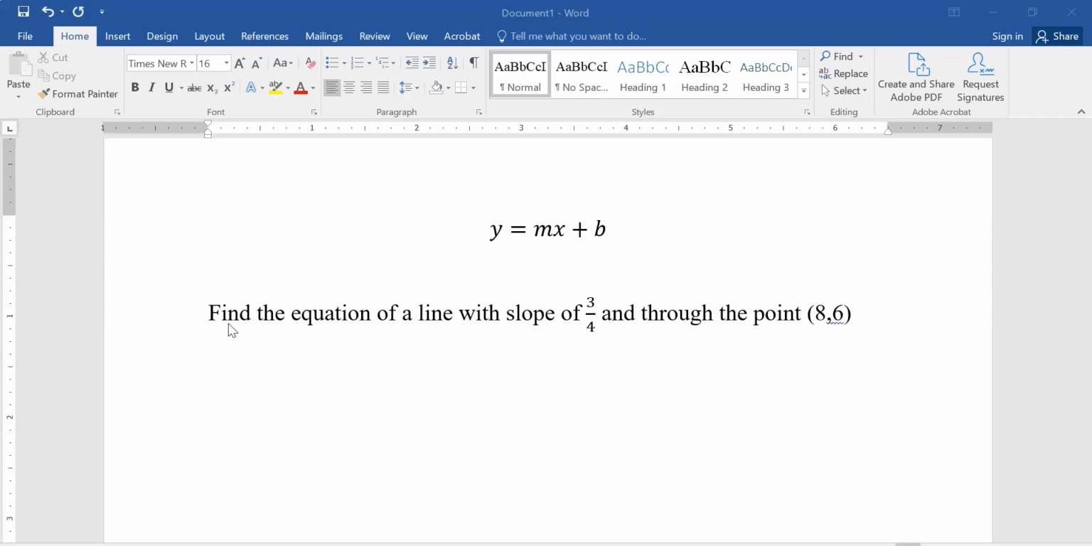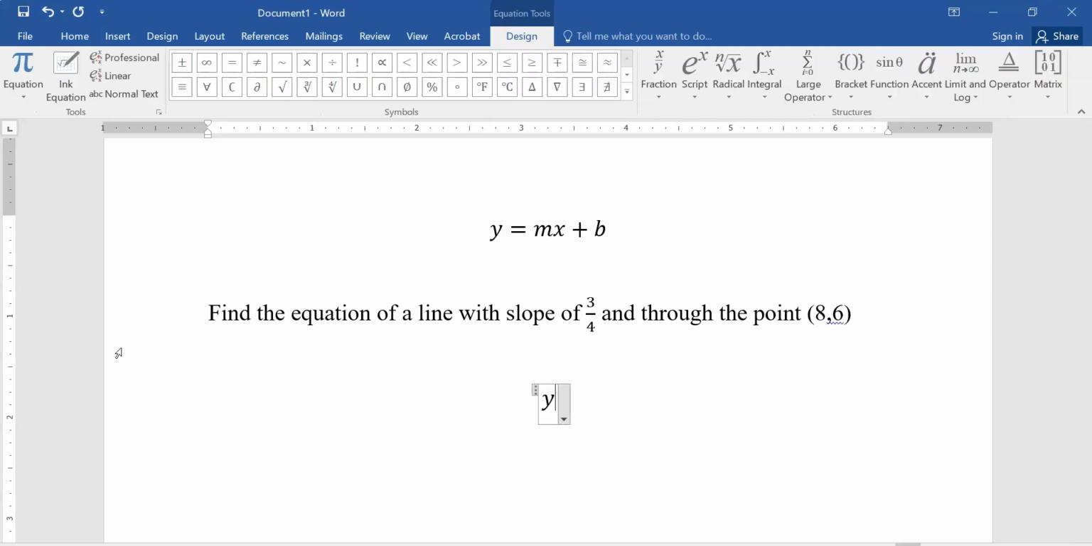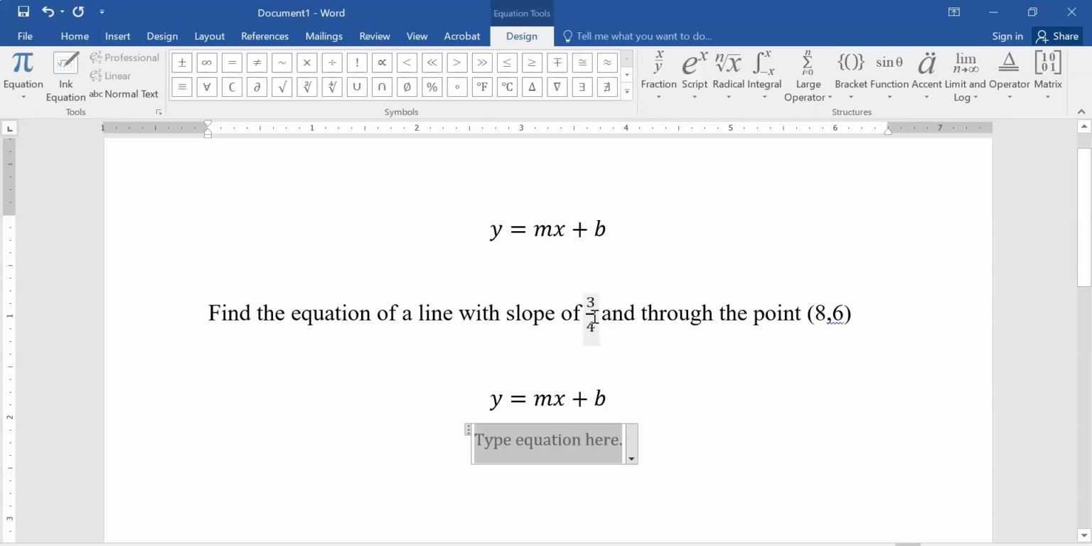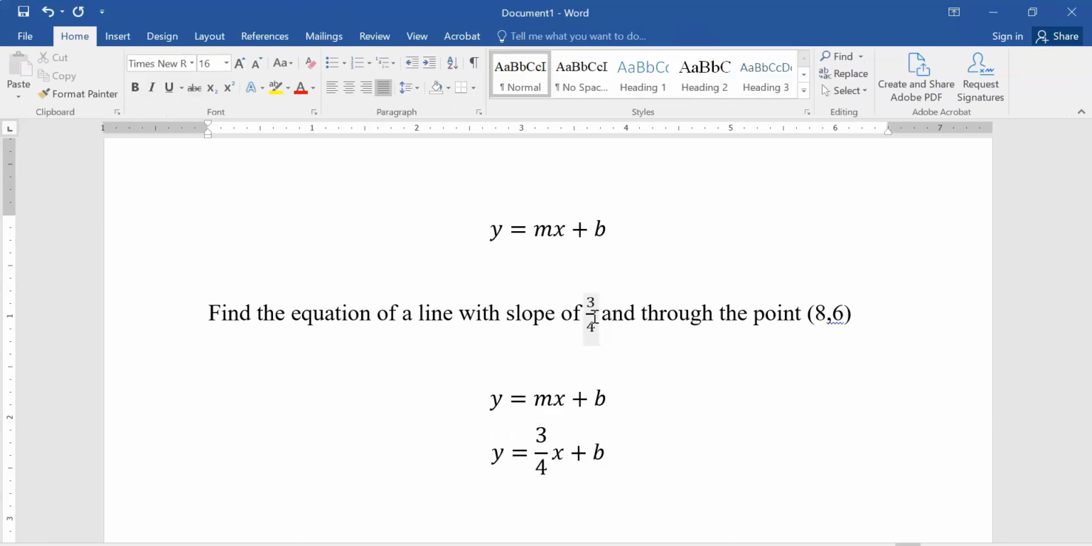This first problem that I've made up says, find the equation of a line with a slope of 3/4 and through the point 8, 6. Now, again, like I've mentioned here, what we want is y equals mx plus b. We want that form. So if I know my slope is 3/4, well, I can replace that m with the number 3/4. So I at least know what the m is.